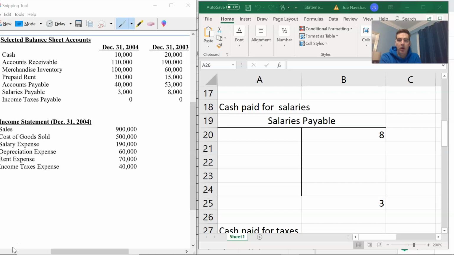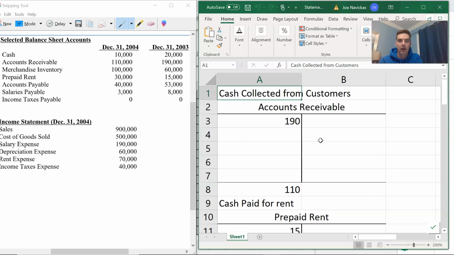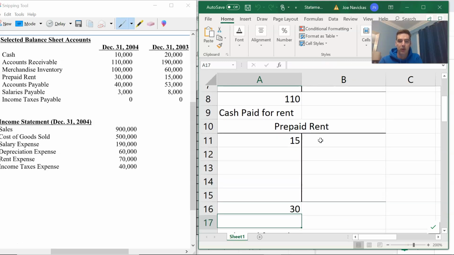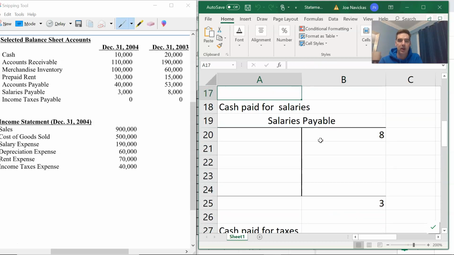Last week we went through the first couple examples of filling out the operating section on the statement of cash flows. So what we're going to do now is wrap up these accounts. So far we did cash collected from customers and cash paid for rent. So now I'm going to jump down. We're going to look at cash paid for liability.